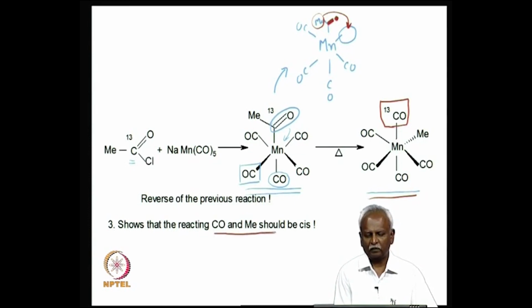In other words, the CO and the methyl group should be cis to each other, and that is exactly what we have here. They are cis related. So, that is the only way in which you can have a migration. So, this cis migration was proved by Calderazzo using this isotopically labeled substrate.